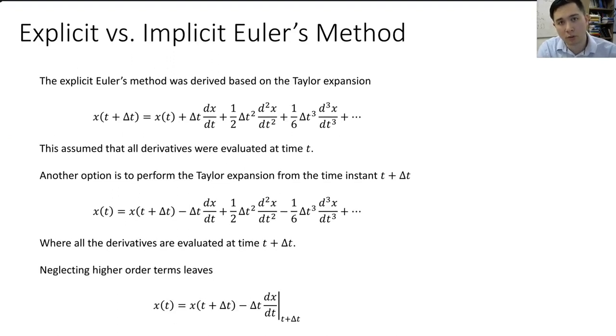And so in the previous lecture we introduced the idea of explicit Euler, and ultimately this equation was effectively derived based on the Taylor expansion. And so we said, okay, well, we have x at t plus delta t is equal to x at t plus delta t times dx dt plus all these other terms, but for our purposes, for the explicit Euler purposes, we're going to neglect these higher order terms.